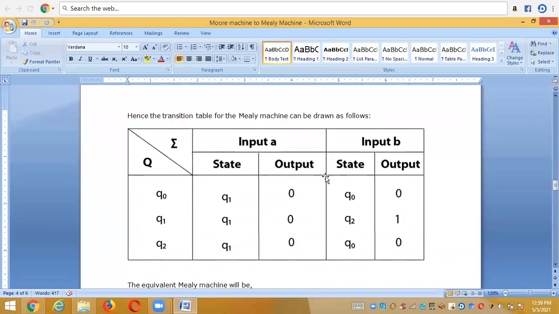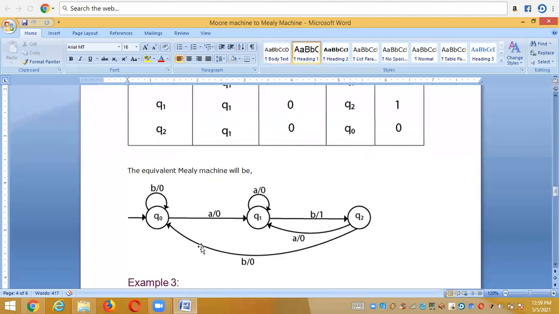This is the transition table for the Mealy machine, with the states and outputs. That means the current state with the current input symbol gives the next state along with its output alphabet, right? And this is the way of representing a transition table: a state with an input gives a state along with its output alphabet. And this is the way of representing its equivalent Mealy machine.